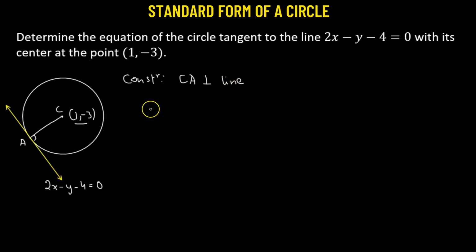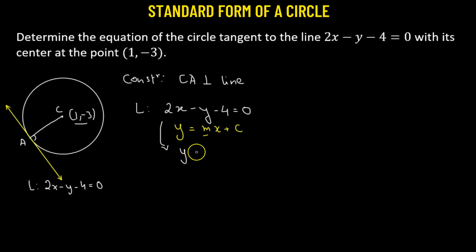Now we'll start with the equation of the line. Let's denote the line equation with L. So we are working with the line L: 2x minus y minus 4 equals 0. We'll try to write it in the slope-intercept form, which is y equals mx plus c, and from here we can find the slope of the line. We can rewrite this equation as y equals 2x minus 4. If we compare it with the slope-intercept form, the slope of the line comes out to be 2.